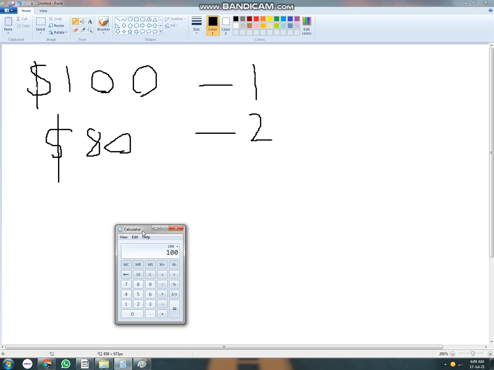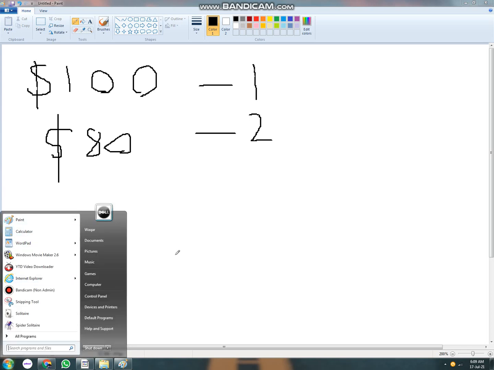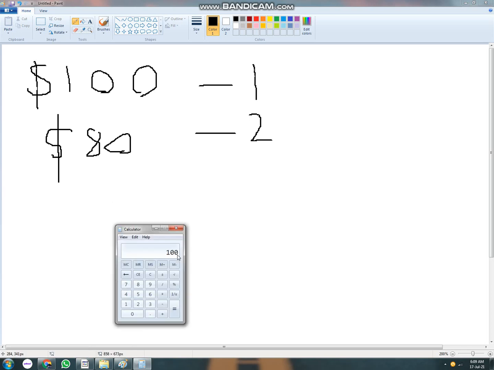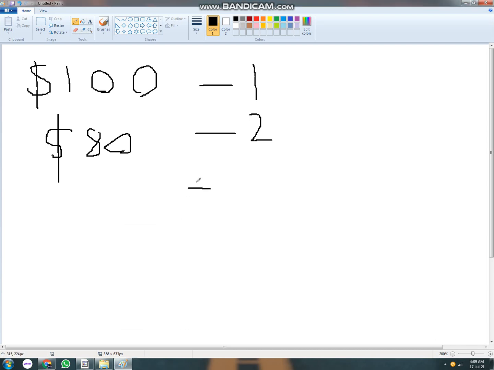100 plus 160, divided by 3, is 86.66. This would be the average price at which you bought the shares.